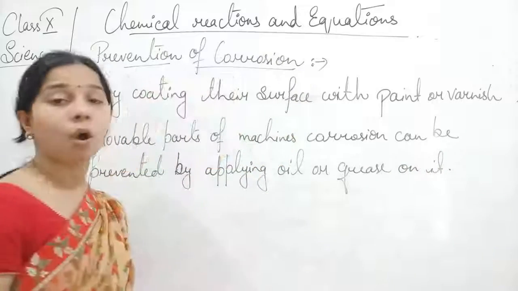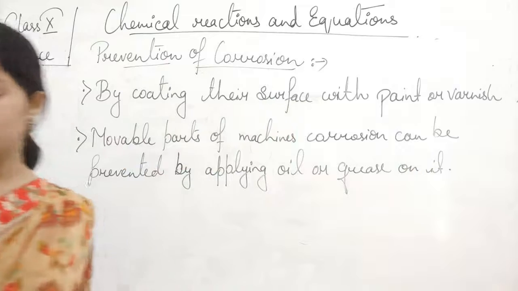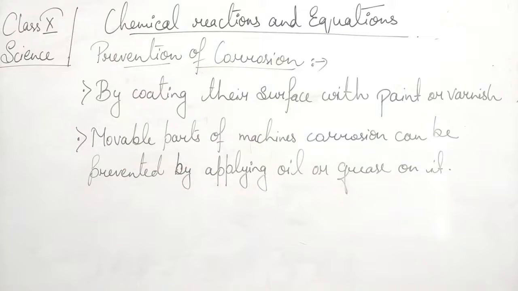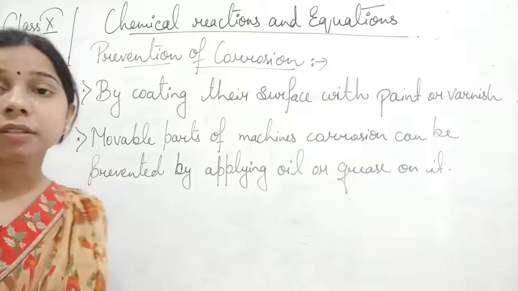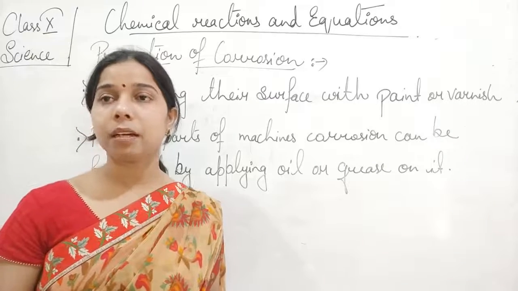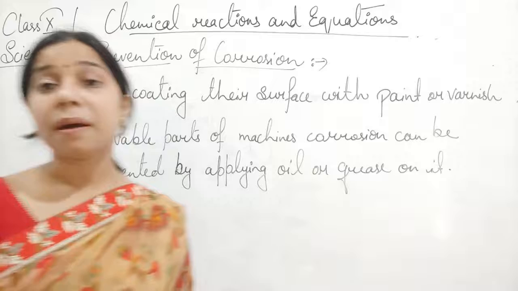By applying oil or grease on it. Next one, corrosion can be prevented by making a surface of non-corrosive metals.